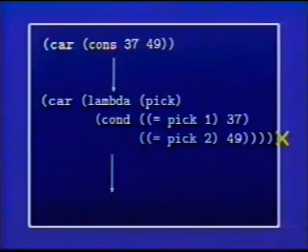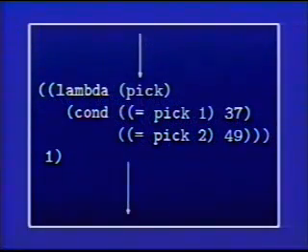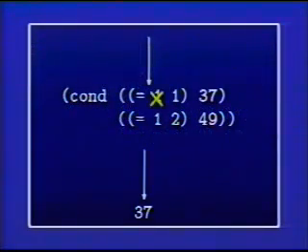Car said, take your argument, which in this case is this, and apply it to 1. That was the definition of car. So if I do that, the answer is, well, it's that argument, this was the argument to car, applied to 1. Well, what does that mean? I take 1 and I substitute it in the body here for this value of pick, which is the name of the argument. And what do I get? Well, I get the thing that says if 1 equals 1, it's 37, and if 1 equals 2, it's 49, so the answer is 37. And similarly, if I'd taken cdr, that would apply it to 2, and I'd get 49.